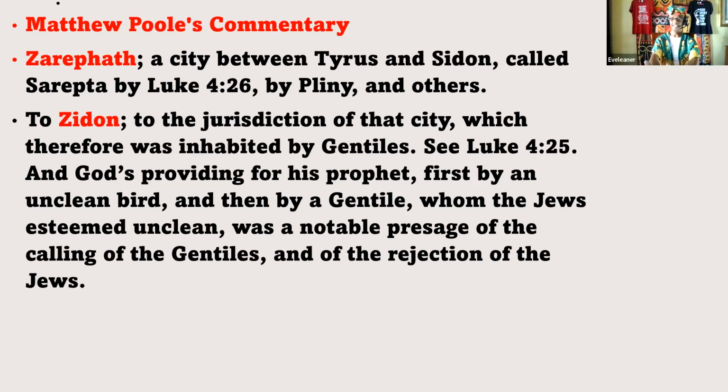And God providing for his prophet, Elijah, first by an unclean bird. And again, if you want to read, you can go a couple chapters prior to the ones that we're reading. You can read about the unclean bird.